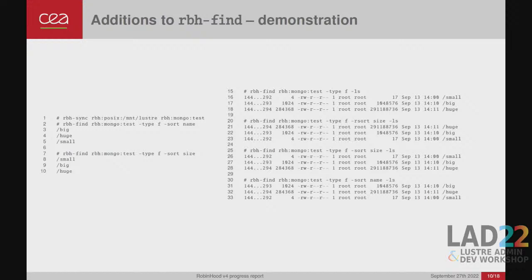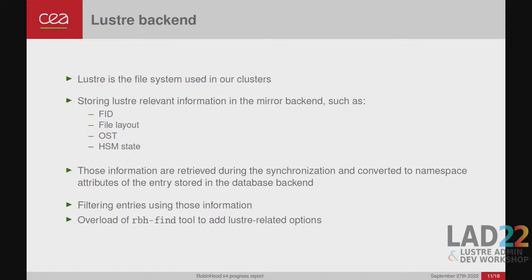All right. So the second point is the Lustre backend, as presented earlier when presenting the different components of Robinhood. Lustre is a file system that we use in our clusters. And so we need to store relevant information of Lustre in the Mirror backend to determine the data placement policies that we need, such as the FID, the file layout, the OST, and also HSM state, for instance.